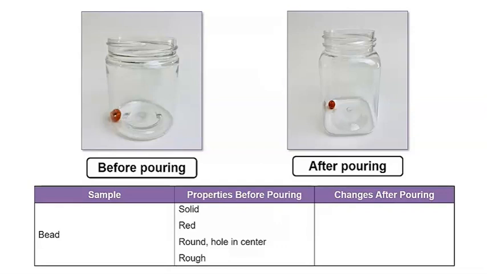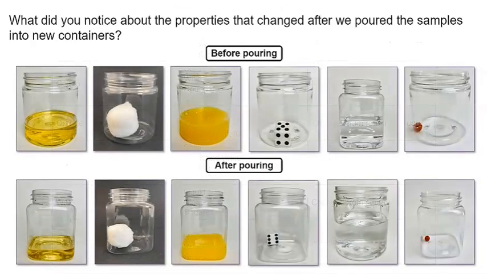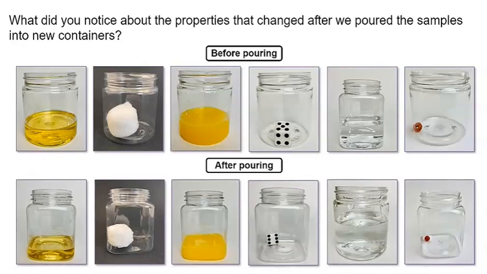Do you notice any changes after pouring? No, the bead looks the same as it did before pouring. There is no change to the bead. Think about all the samples we just observed. What did you notice about the properties that changed after we poured the samples into new containers?